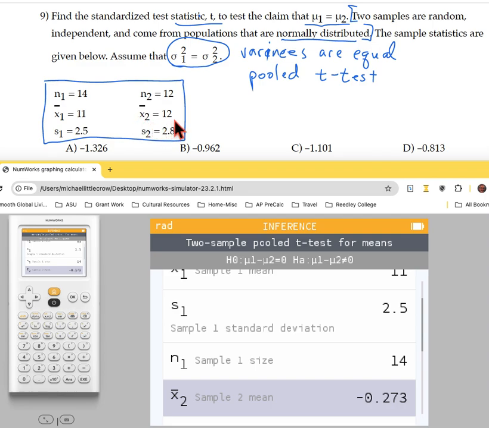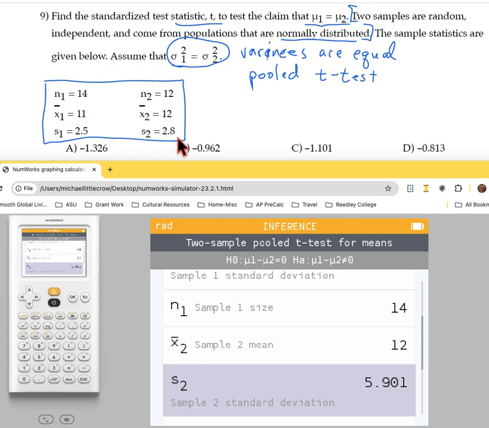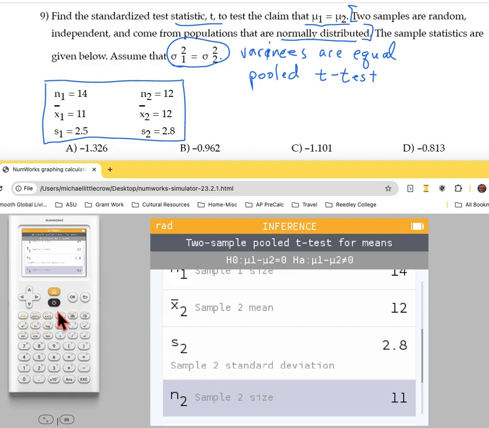The mean from sample 2 is 12. So you got to go through these real carefully. Standard deviation is 2.8. And then the sample size we're given is 12 for N2.